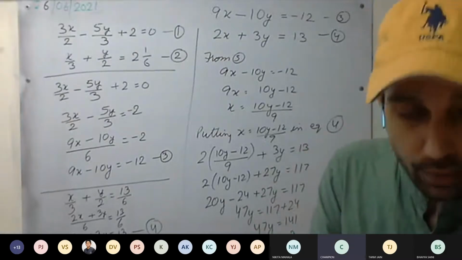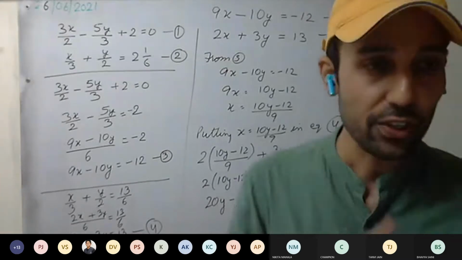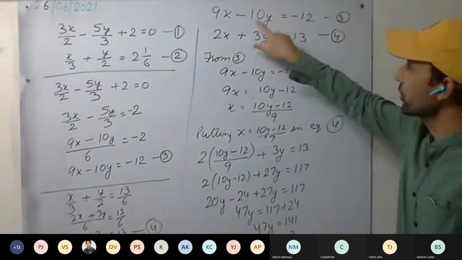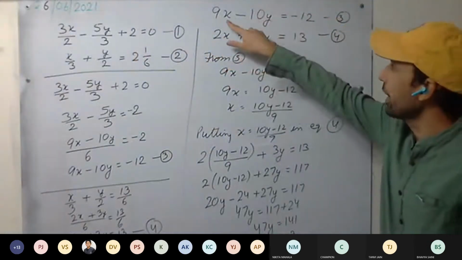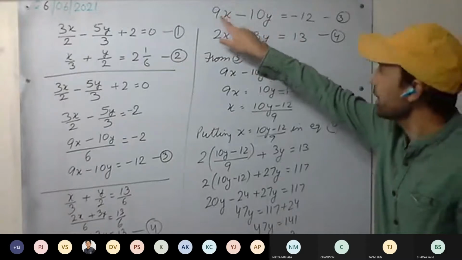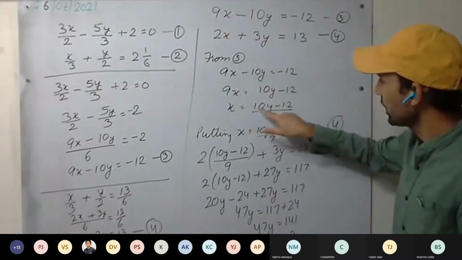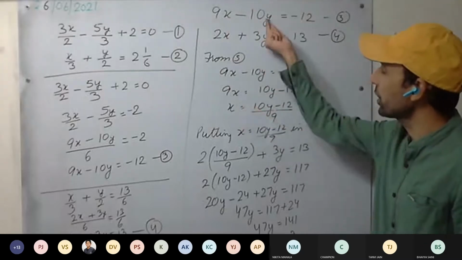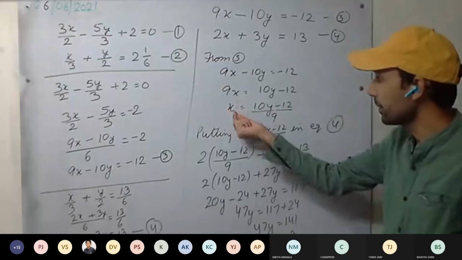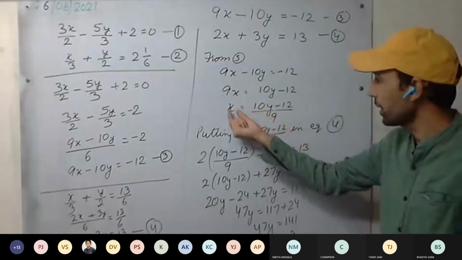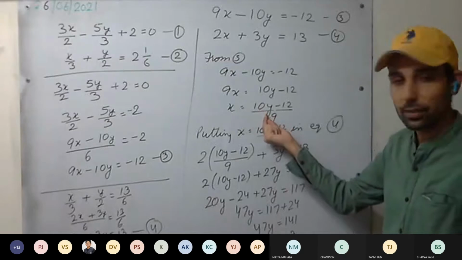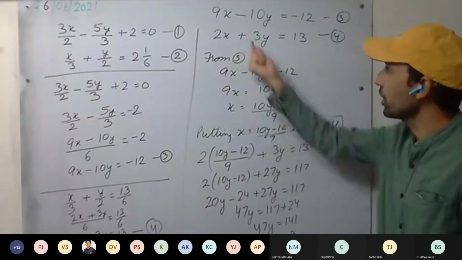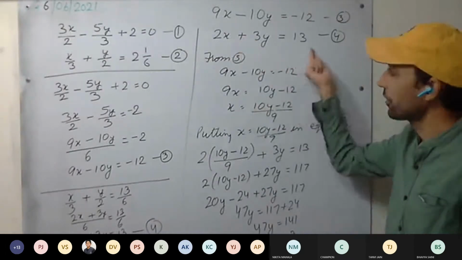Is the substitution exercise clear? In this exercise, from one of the equations we take any one variable and solve it in terms of the other variable. Like here, from the first equation, we have calculated the value of x in terms of y. Now we substitute this into the second equation and solve.